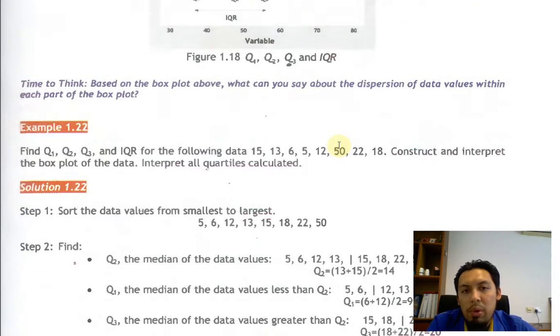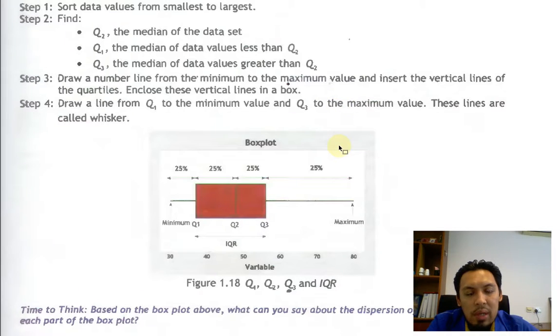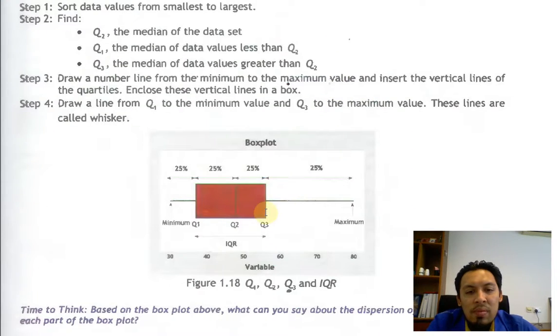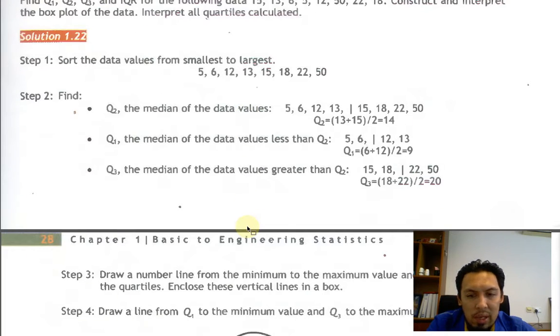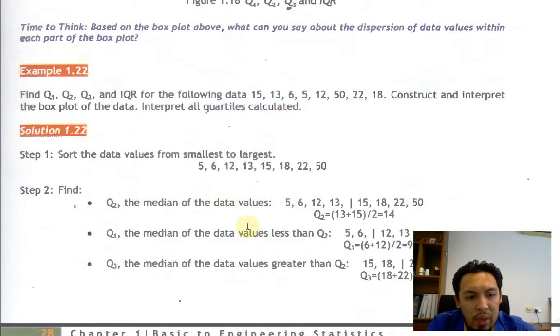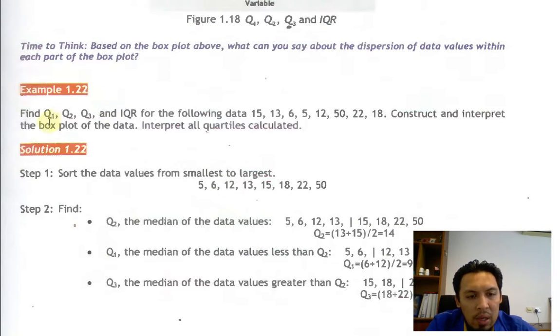Currently, we're just talking about position. For quartiles, when you have the value of Q2, let's just look at this example, where they have this data and they find out the Q1, Q2, Q3, and also the IQR.